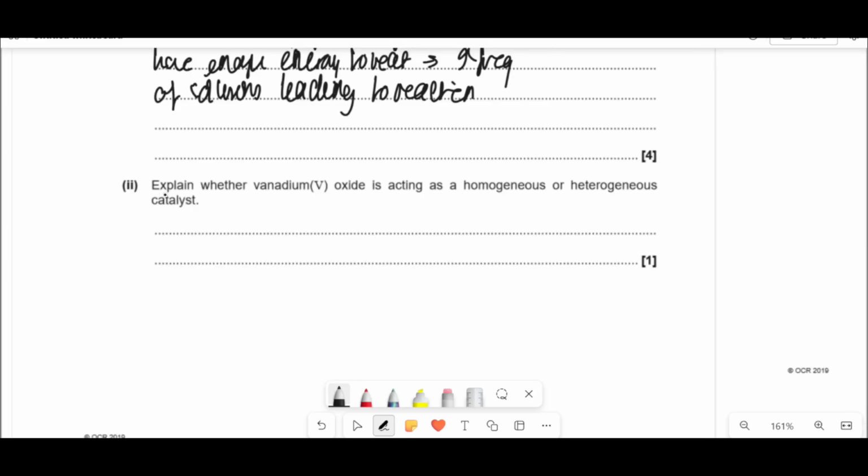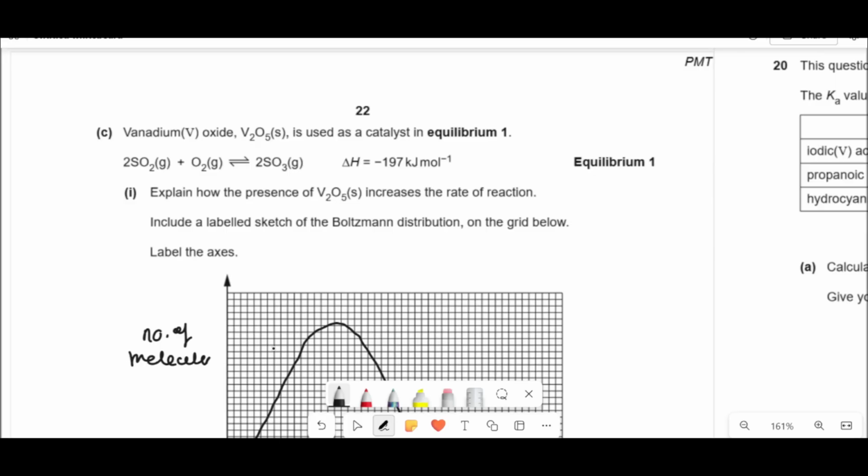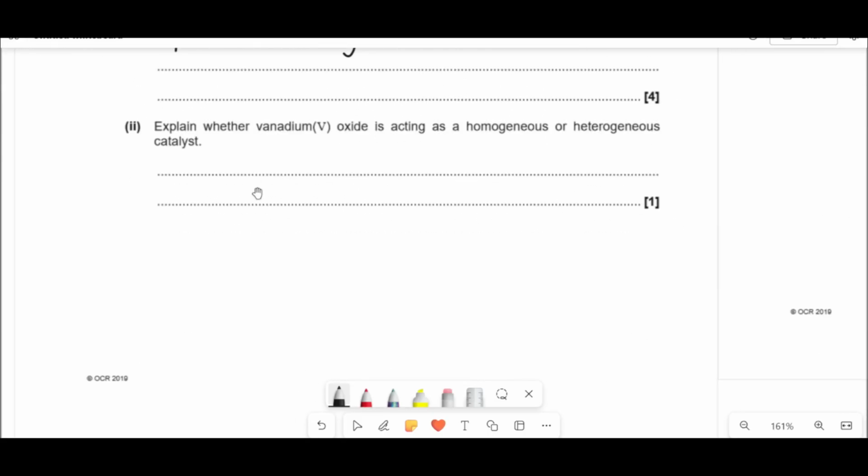There you go. Explain whether vanadium oxide is acting as a homogeneous or heterogeneous catalyst. Let's go back to the question and see if there are any hints. It's told you that you're adding this as a catalyst, and it says explain how this increases the rate of reaction. Gas, gas, gas, solid. So it's clearly a heterogeneous catalyst. We need to say why. It's a heterogeneous catalyst because it's in a different phase to the reactants. There you go.